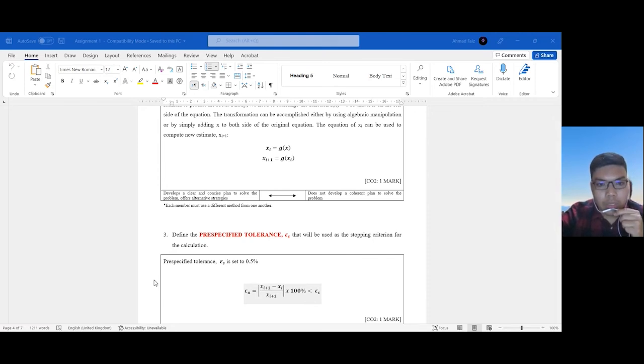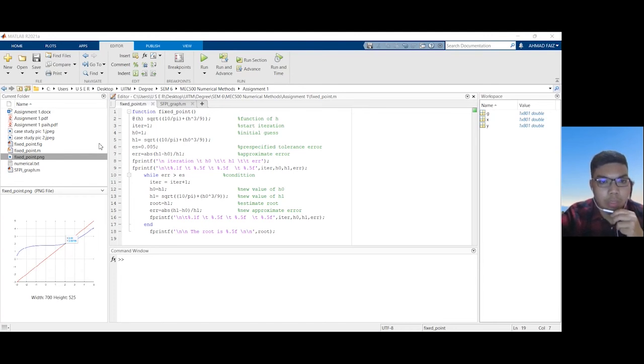Now, I will proceed to explain the fixed point iteration method code in MATLAB. So, this is the code for the fixed point iteration method. Line 2 is the function of h, which is square root of 10 over pi plus h cubed over 9. For the first iteration, it is set to 1. The initial guess is defined as h0 and is set to 1. The estimate root Hi plus 1 is defined as h1. h1 can be calculated by inserting the value of h0 into the equation. The pre-specified tolerance epsilon s is set to 0.005.